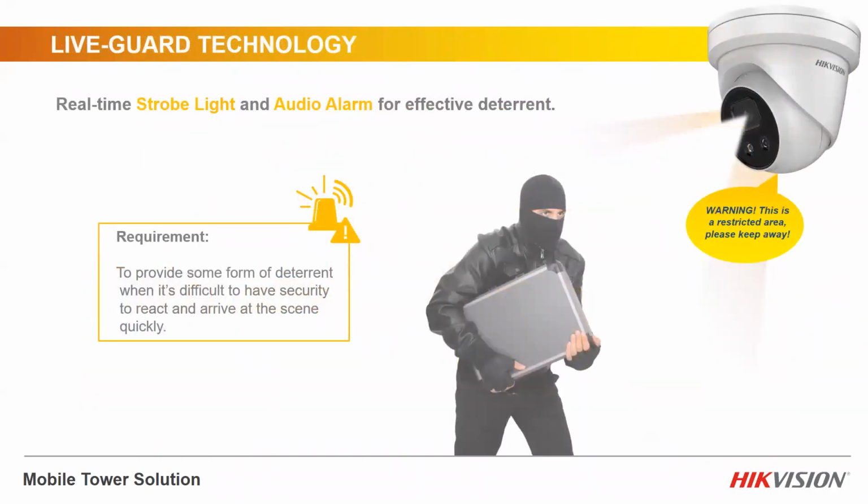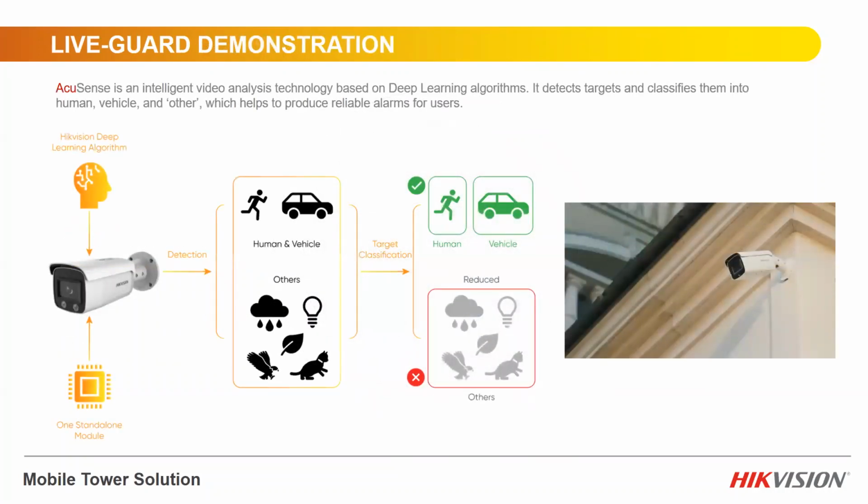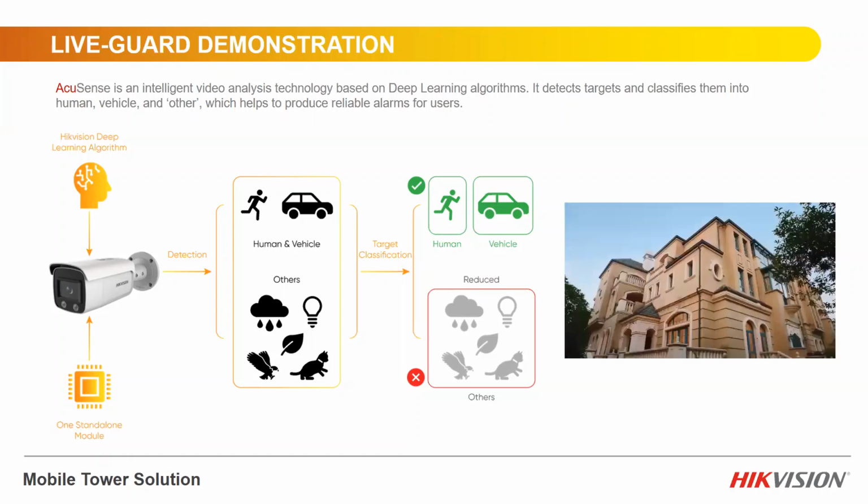LiveGuard technology uses both the strobe light and audio as a real-time deterrent. This is available in both the AccuSense that uses deep learning to improve detection and the color view ranges that give us 24/7 color images. We can see how LiveGuard technology is able to detect an object and classify it, react to those required, using both light and sound while ignoring others.